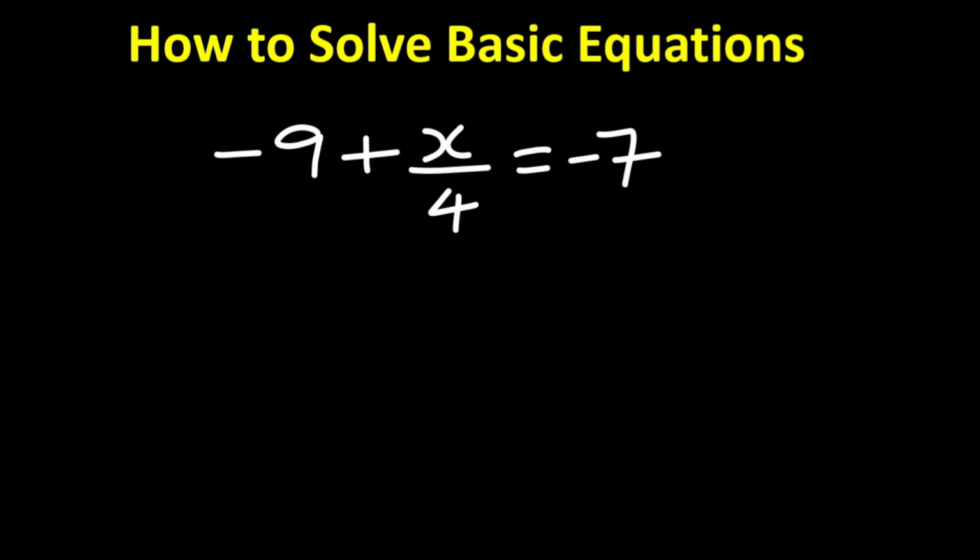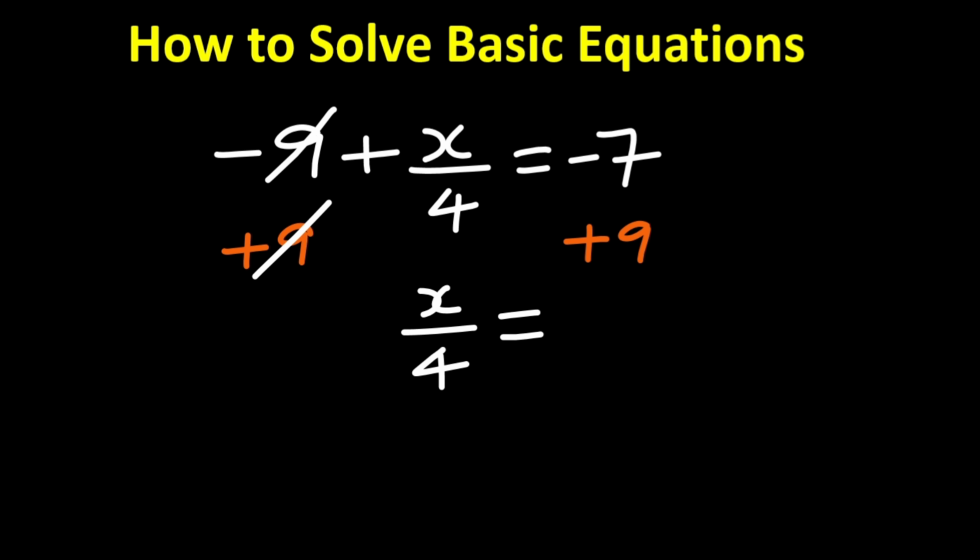As it is negative 9, what is the opposite of subtraction? It's addition. So you add the same number, which is 9, on both sides of the equation. Now you can cancel out negative 9 and positive 9. We are left with x over 4 equals negative 7 plus 9, that is 2. Now we got x over 4 equals 2.